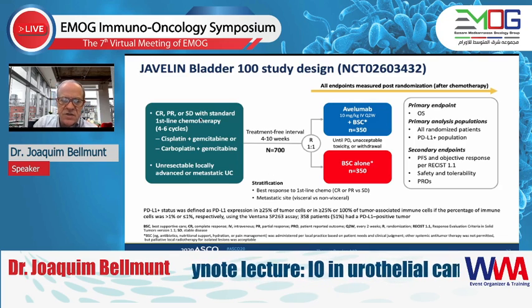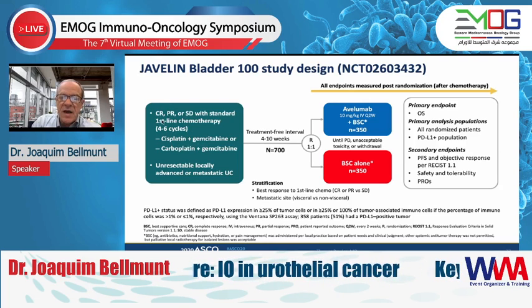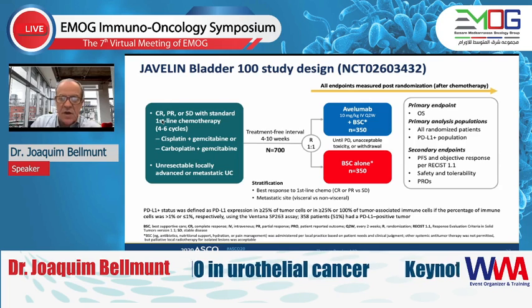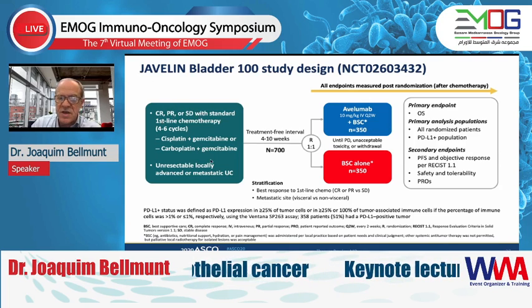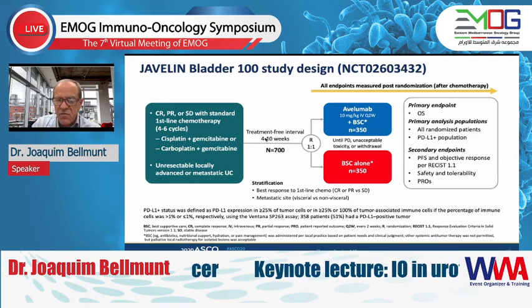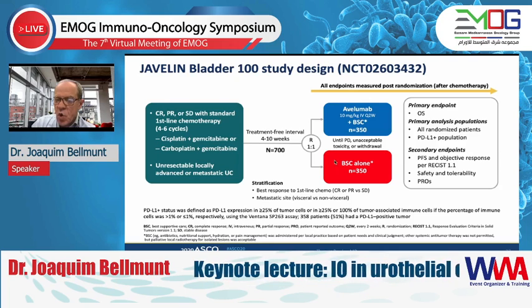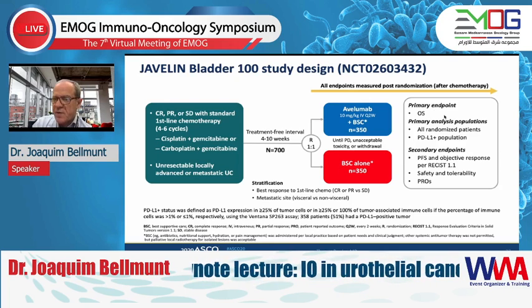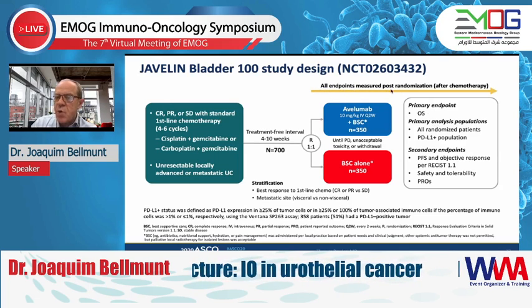You can see here that patients receiving chemotherapy, that could be cisplatin gemcitabine or carboplatin gemcitabine, if the patients were obtaining chemotherapy benefit, meaning non-progressing, either obtaining a complete response, partial response, or stable disease, were randomized after 4-6 cycles of chemotherapy, and then after an interval of 4-10 weeks, to receive avelumab maintenance until disease progression or best supportive care alone. Primary endpoint, overall survival. And as you can see here, all the endpoints were measured post-randomization.